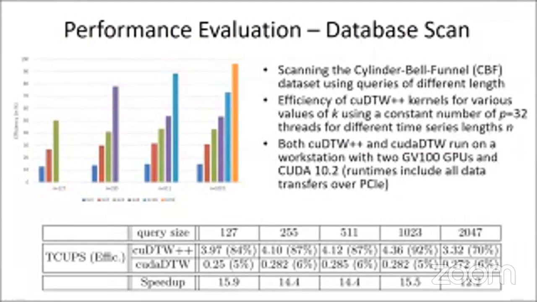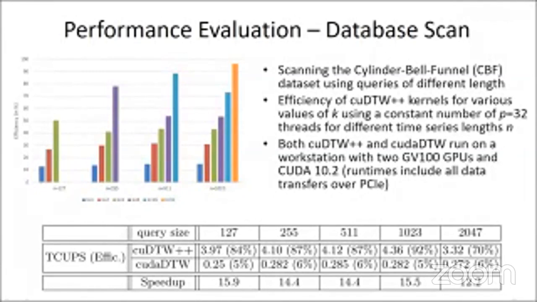And you can see that if you increase the value of K, you have more internal computation while the amount of communication remains constant. So when you increase K, you get a higher efficiency, and for K equals 32, you actually can get over 95% of the available performance of your hardware. This all includes data transfers over the PCI Express. And this is based on a GV100 GPU, and we use CUDA 10.2 with C++.